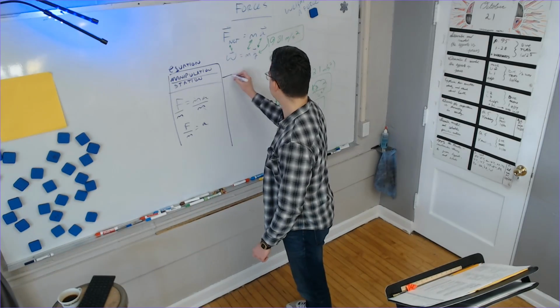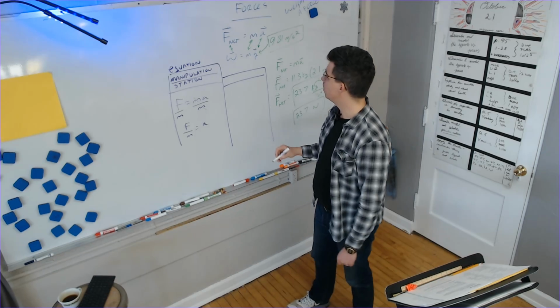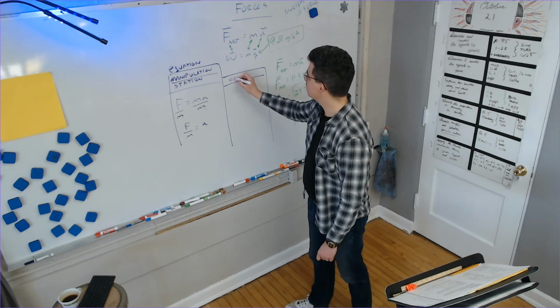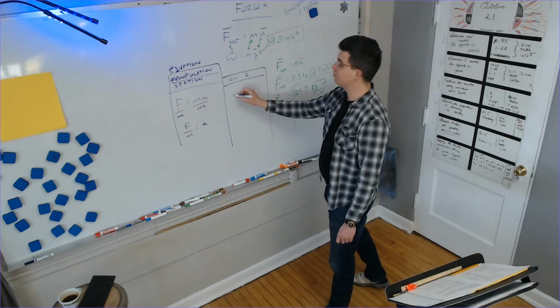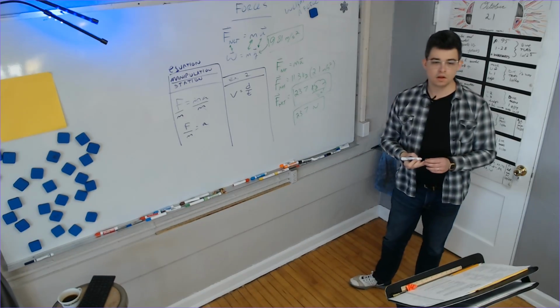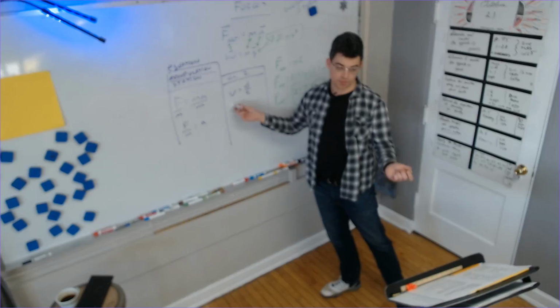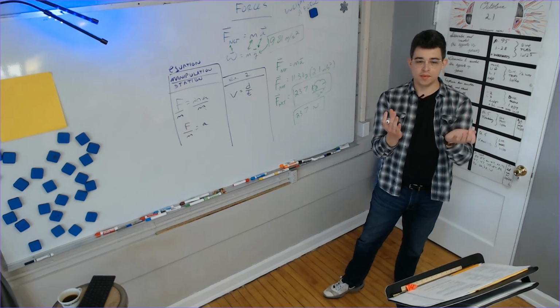Let's do this one. I'm going to have another manipulation here. Let's have example 2. Let's say we have v equals d over t. What's this equation for? Velocity. This one, without the arrow, is speed. Please pay attention to this. People mess this up so often.